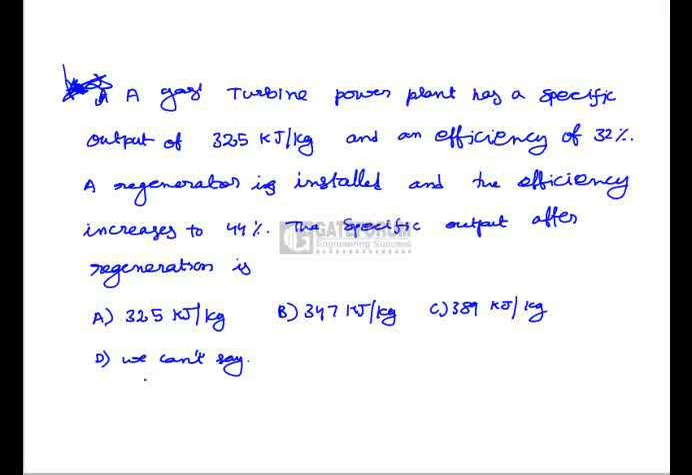So here regenerator doesn't affect the specific output, so the specific output remains the same, but the heat supplied to the power plant will be reduced. So that's why the efficiency will be increased to some extent, but it doesn't affect the specific work output, so the specific work output remains the same and is equal to 325 kJ per kg. And in the options, the right option is A.